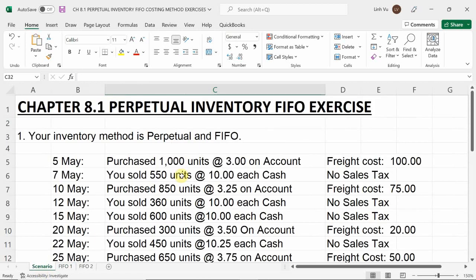Here's your inventory exercise for chapter 8.1, Perpetual Inventory FIFO. Okay, your inventory method is perpetual and it is FIFO. Okay? So first thing that we have here is on May 5th, we end up purchasing 1,000 units at $3 each on an account with the freight costing $100.